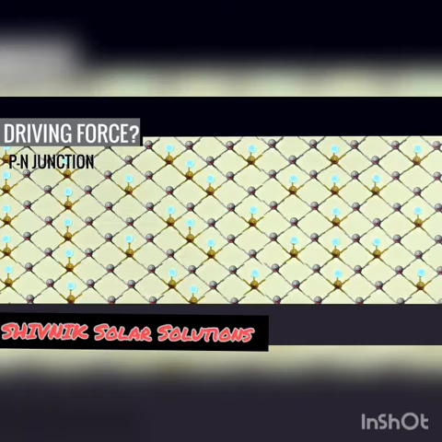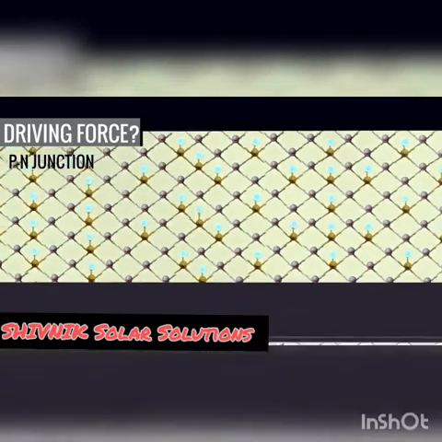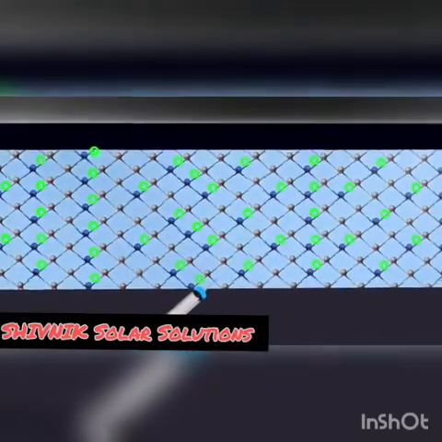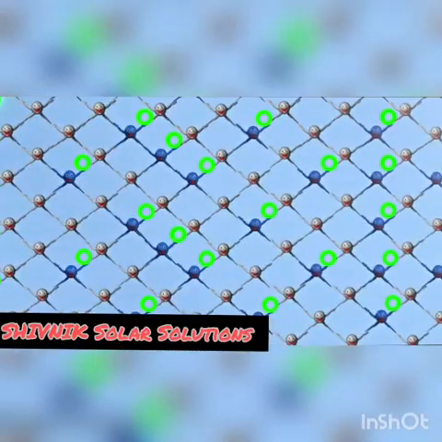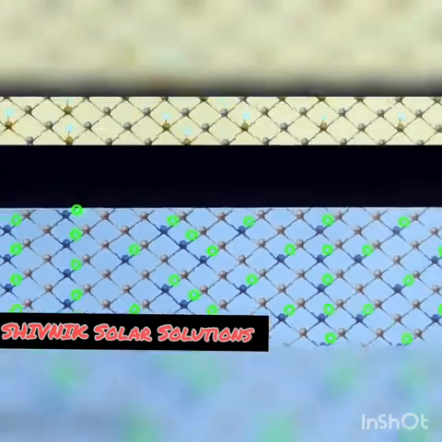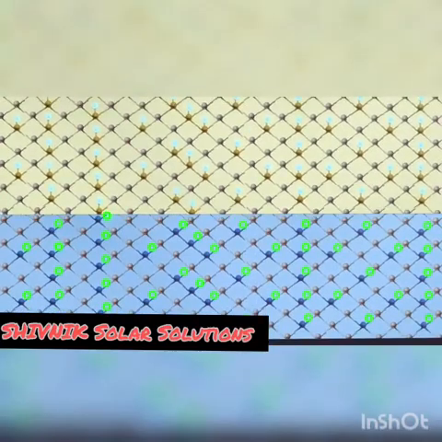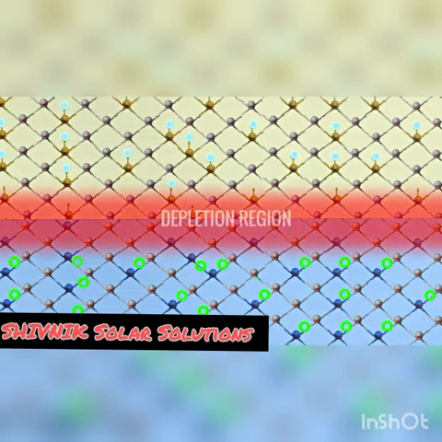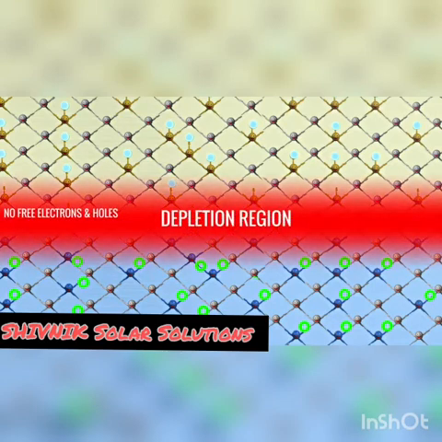Let's see how a p-n junction produces the driving force. Similar to n-type doping, if you inject boron with 3 valence electrons into pure silicon, there will be one hole for each atom. This is called p-type doping. If these two kinds of doped materials join together, some electrons from the N side will migrate to the P region and fill the holes available there. This way, a depletion region is formed, where there are no free electrons and holes.